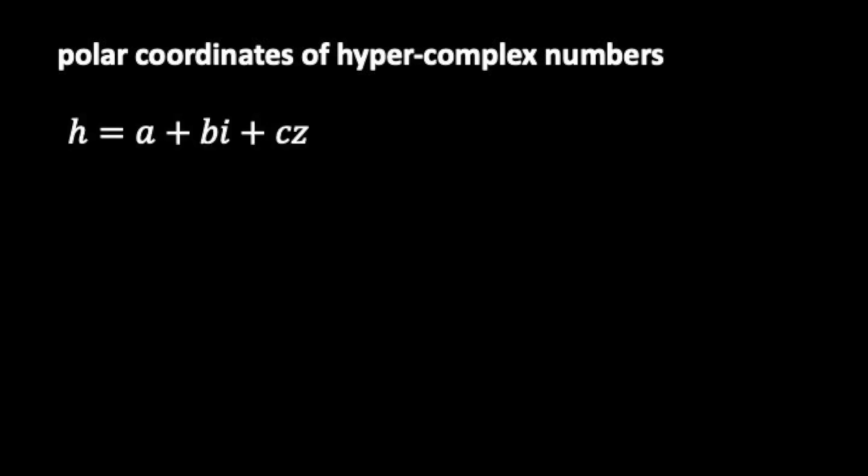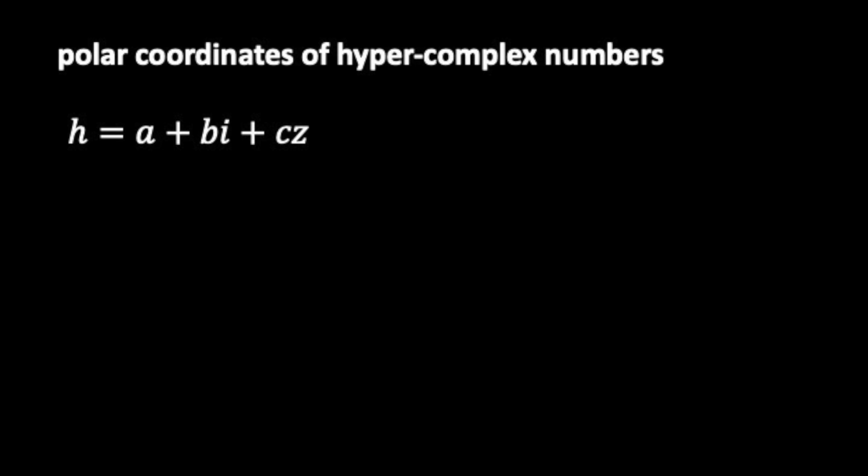In a Cartesian coordinate system, we represented a hypercomplex number h of the form a plus bi plus cz by measuring the real part a along the real axis, the imaginary part b along the imaginary axis, and the zero part c along the zero axis.